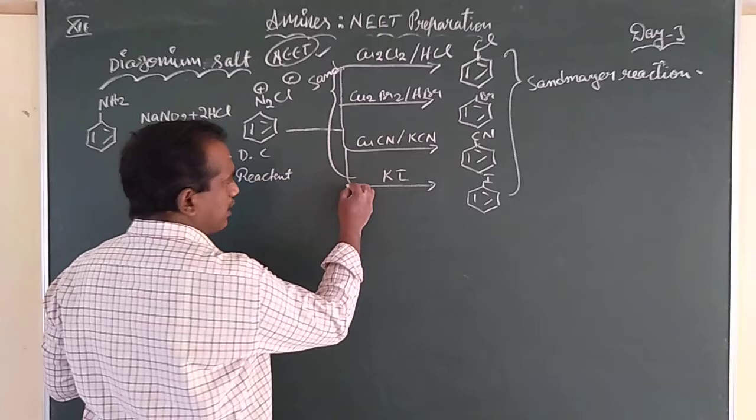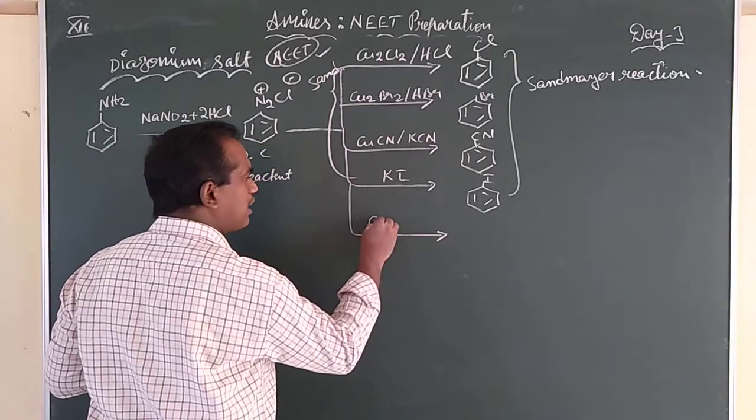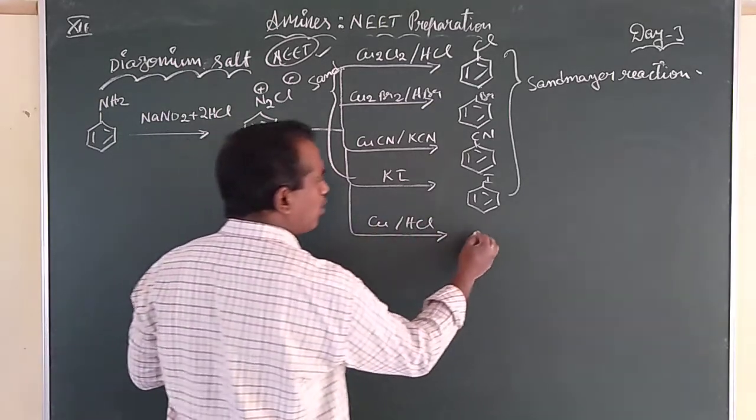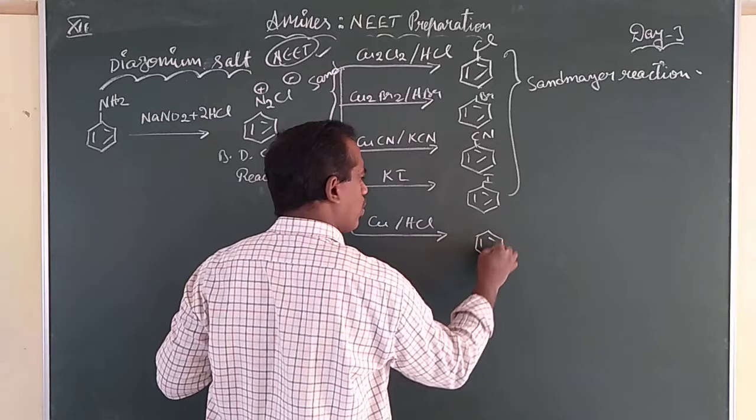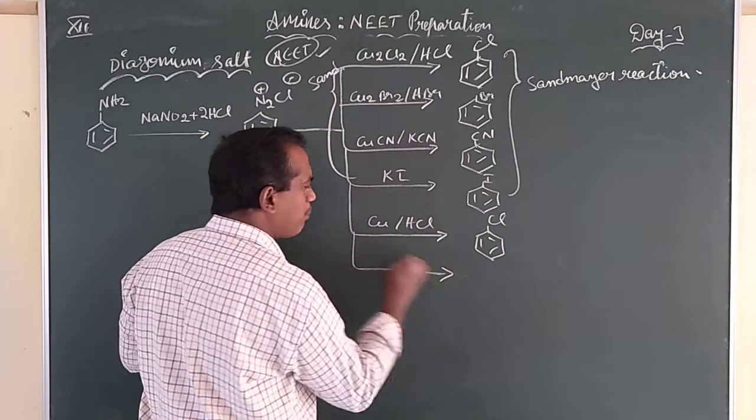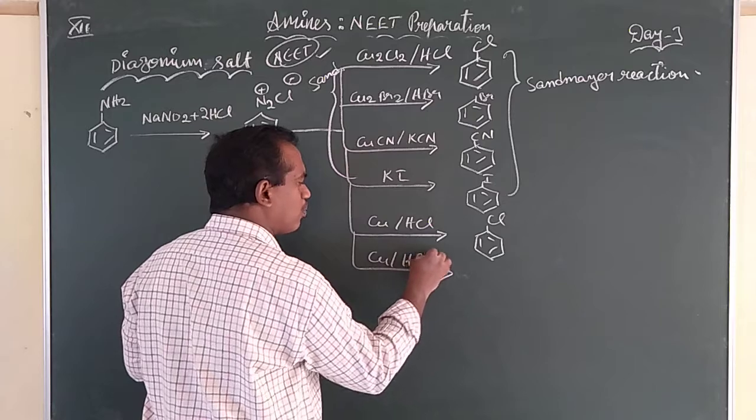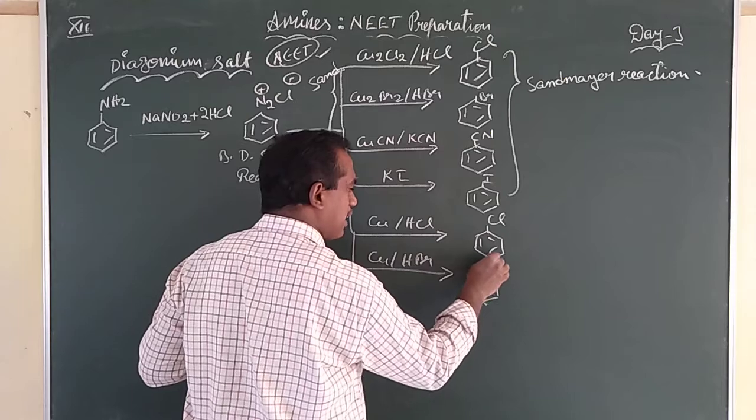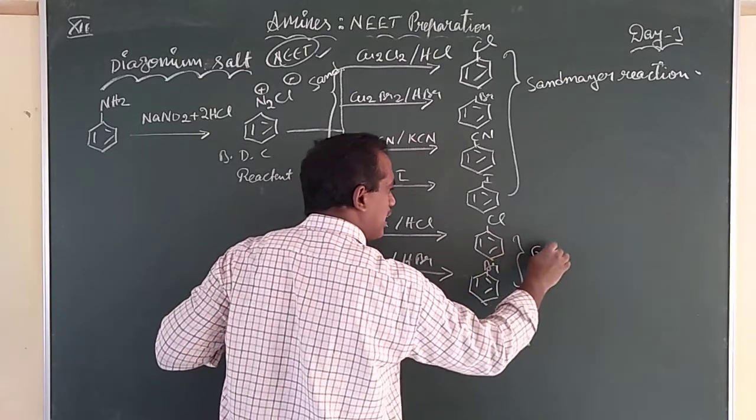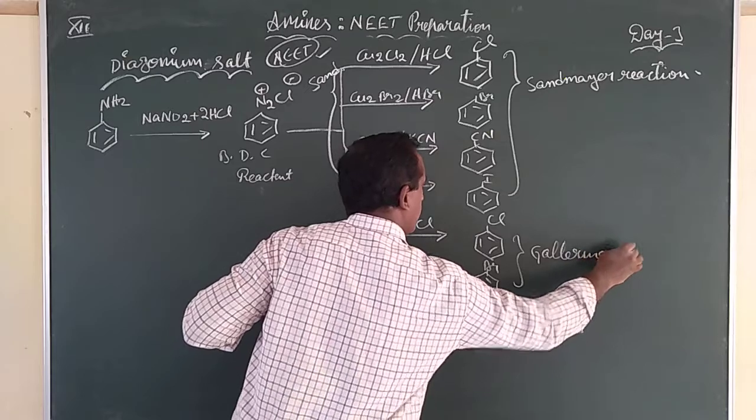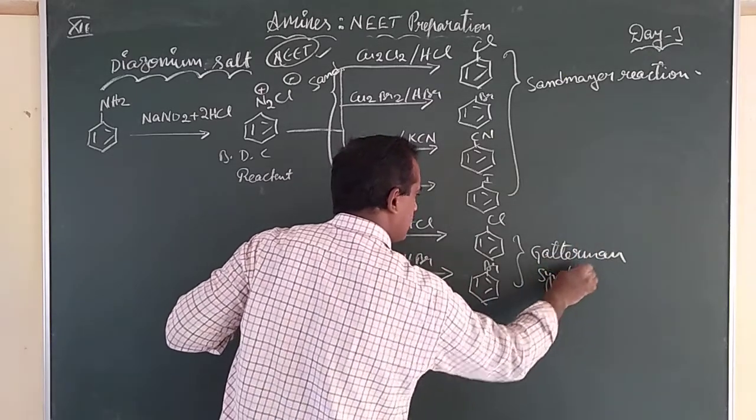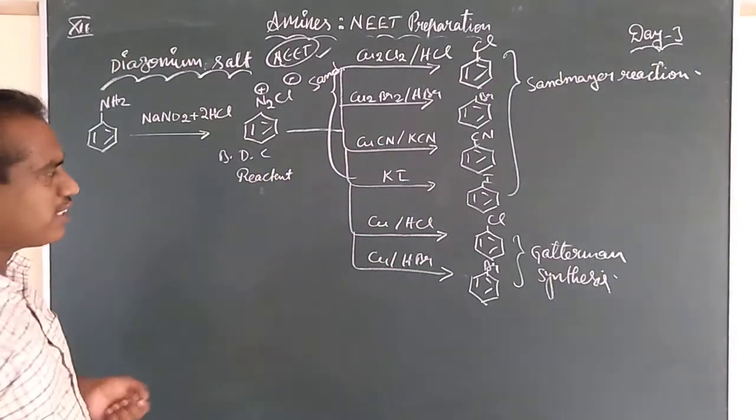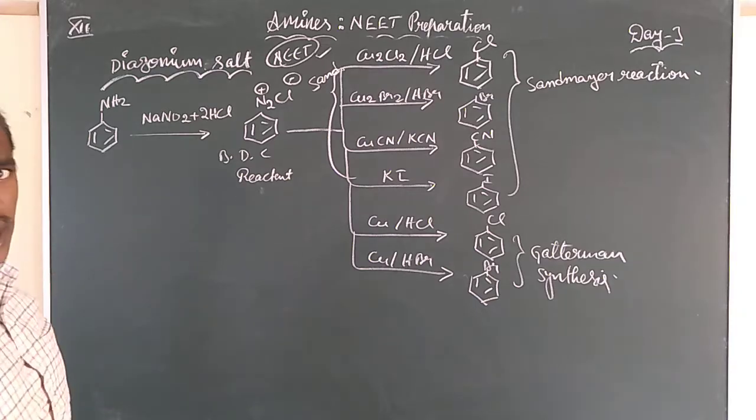After this, it is continued. If you react the benzene diazonium chloride with copper in the presence of HCl, then also chlorine will be introduced. If you react the benzene diazonium chloride with copper in the presence of hydrogen bromide, then also bromine can be introduced. So these reactions we call the Gattermann reaction. These are the named reactions. Other than this, we have many. Shall I continue here? Very good.